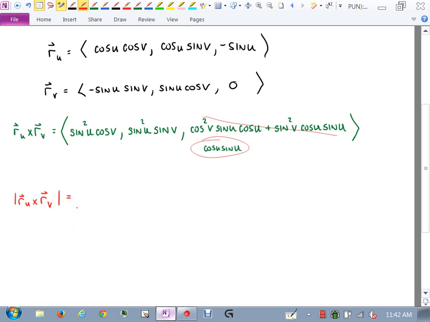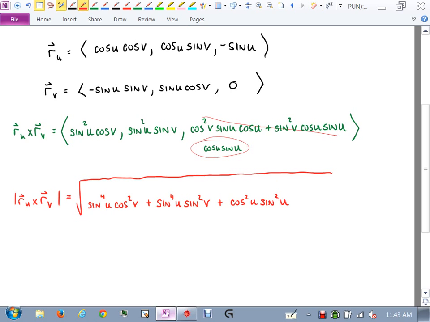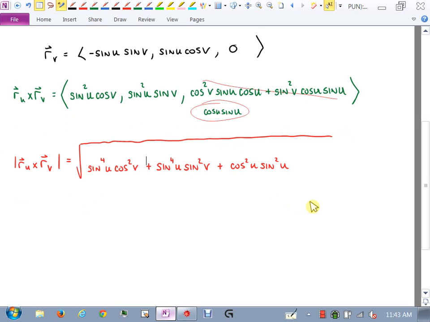All right, so now it's what? Square root of the sum of the components squared, right? So you have to square each of these components and add them up. So square this one, and now that becomes sine u to the 4th cosine squared v, plus the next one, which is now sine u to the 4th sine squared v, and then plus the last one, which is now cosine squared u sine squared u. Everybody agree with that? See anything we can do here?